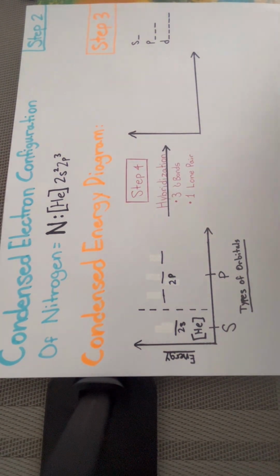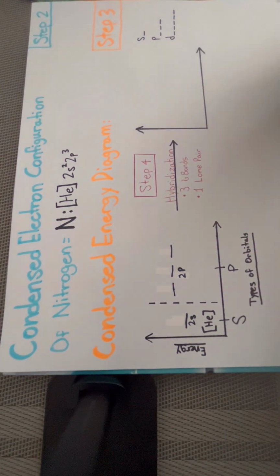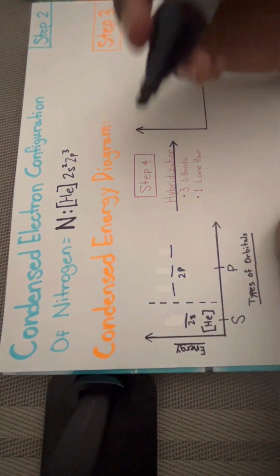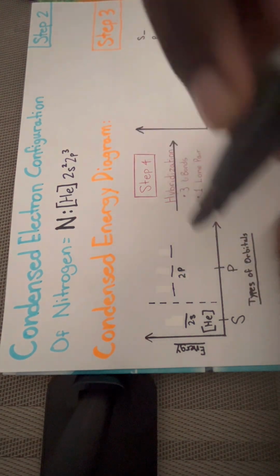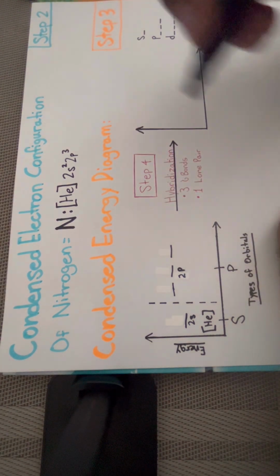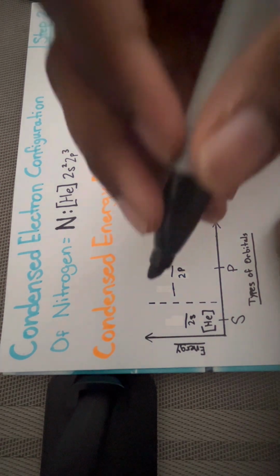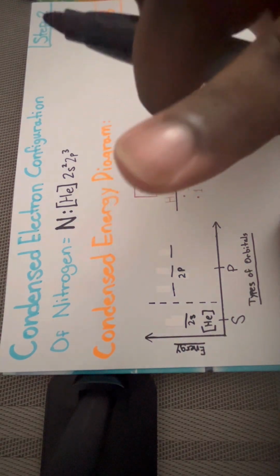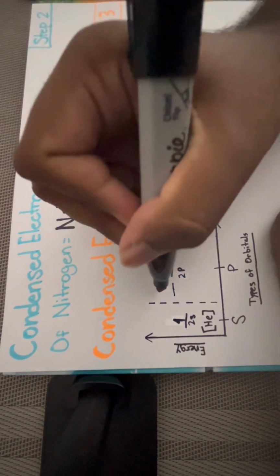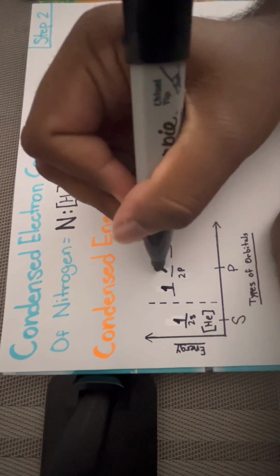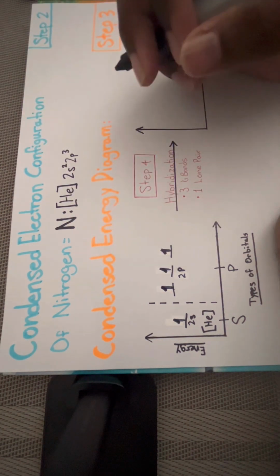So there are 2 principles we have to follow here. We have to follow the Aufbau principle, which is that the lowest orbitals are filled first, and then Hund's rule, where all orbitals are filled with a single electron before they're doubled. So in this case, it would be 1 here, 1, 1, and 1.